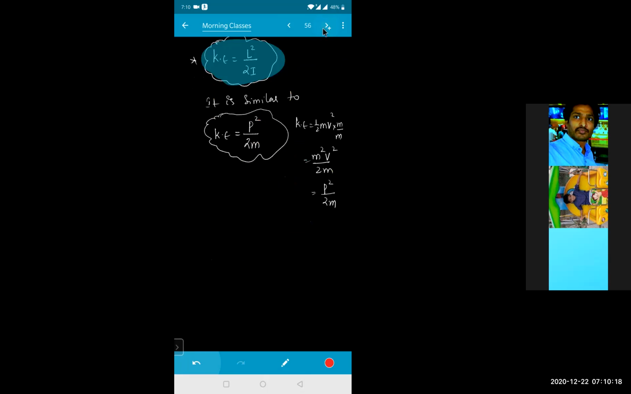Next one is conservation of angular momentum. What do you mean by conservation? Conserve means no change, same. Whatever the initial is, the final must also be the same. Like momentum is said to be conserved without any changes. Initial momentum must be equal to final momentum.